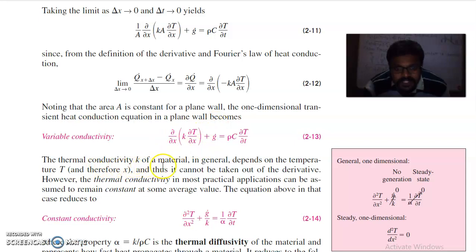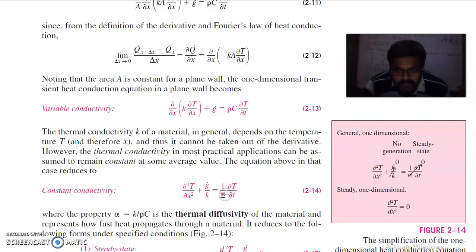The thermal conductivity of the material in general depends on the temperature T. K is dependent on T, and thus it cannot be taken out of the derivative. However, thermal conductivity in most practical applications can be assumed to remain constant at some average value. So you can take this K out of the derivative and put the K on the denominator side. This is the equation for constant thermal conductivity, where alpha is the thermal diffusivity of the material.